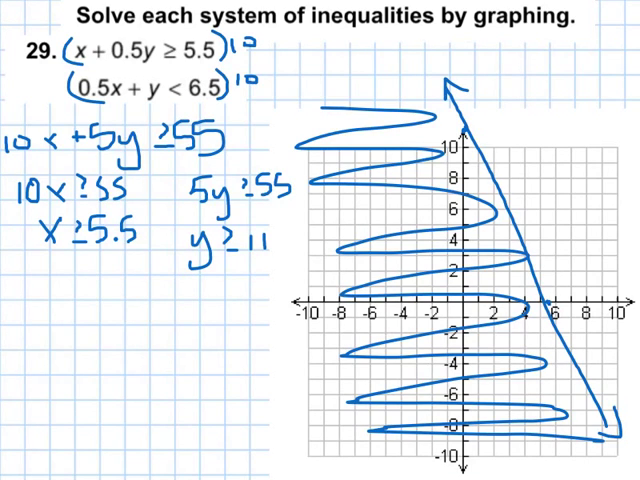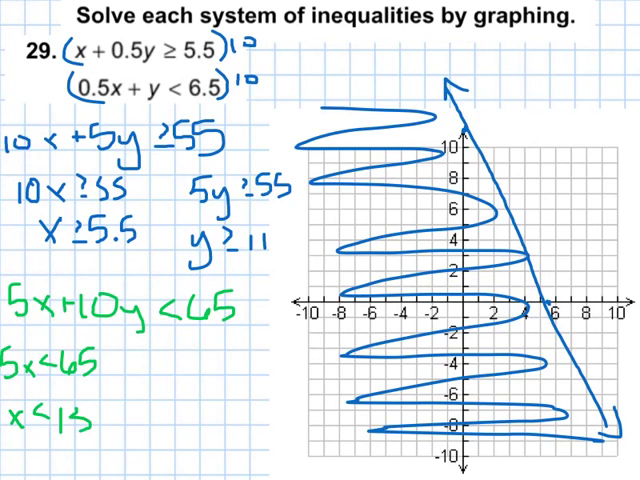Now, next equation, we have 5x plus 10y is less than 65. So 5x is less than 65. We'll divide by 5. X is less than 13. So on x we'll post a dot over at 13. That'll be way over there somewhere.